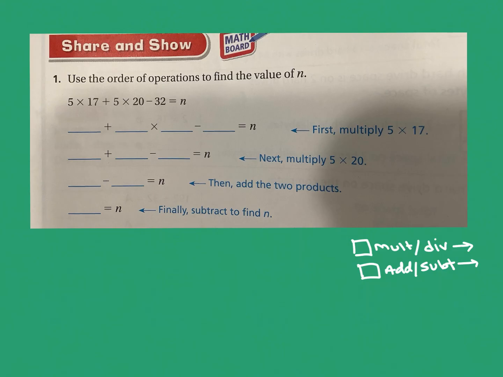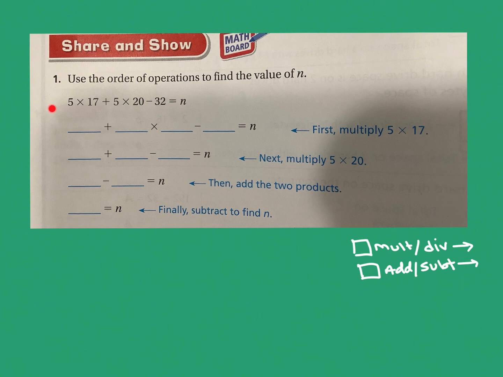All right, on number 1 for share and show. This gives us the practice a little bit of using that correct order of operations if you have more operations than just multiply or just addition. So we have a multiplication operation, add operation, multiply operation, and a subtract operation. So we have to go in the proper order. All multiplication and division must be cleaned up first. They must all happen before you can go to add or subtract.